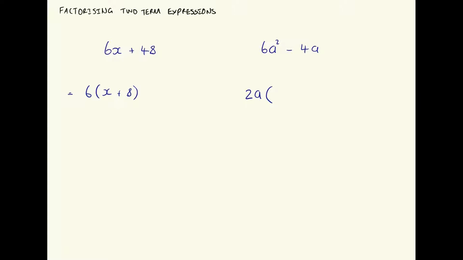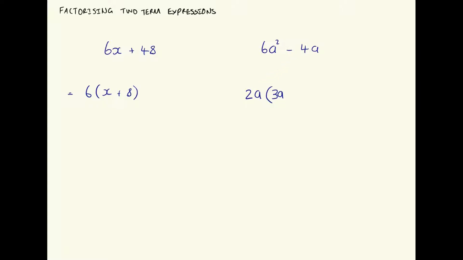So let's do this. 2 times what makes 6? 2 times 3 makes 6. So you put your 3 there. And now you go, a times what makes a squared? And that's just a. Eventually, after you do enough of these, you'll be able to just do this. 2a times what makes 6a squared? Oh, and that's 3a. You'll be able to do that in your head pretty quickly. Just practice them.